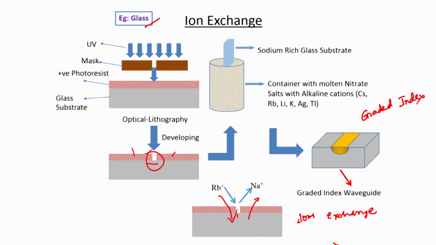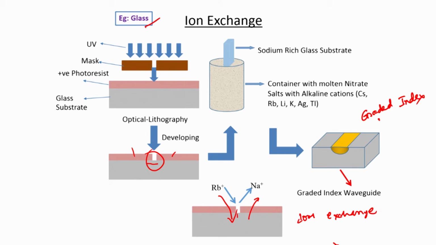So, the refractive index profile for a typically diffused configuration is graded index. This is a very simple process. It does not need a very complicated clean environment except for the lithographic process. The diffusion could be done in a slightly lesser clean environment, and it is very commonly used for making passive optical devices in glass.